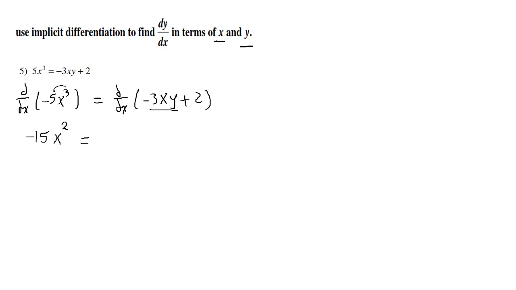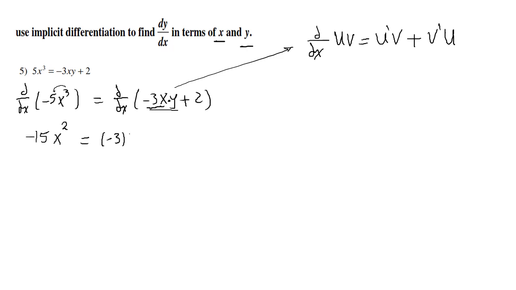Negative 3xy, I should use the product rule. Let me remind you, by the product rule, d by dx for uv is equal to the derivative of the first multiplied by the second, plus the derivative of the second multiplied by the first. So the derivative of negative 3x is negative 3 multiplied by y, plus the derivative of y is dy by dx multiplied by the first, which is negative 3x. And the derivative of 2 is 0. Derivative of any constant is 0.